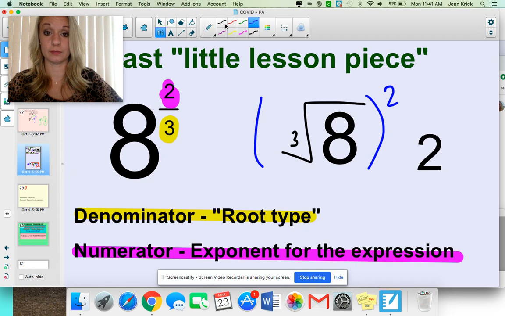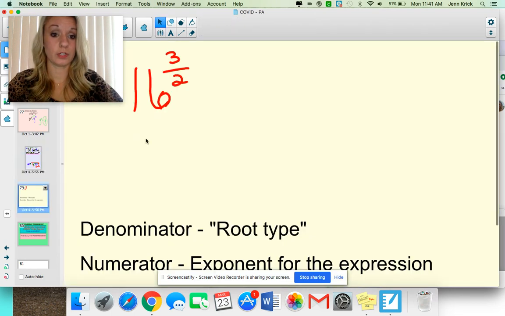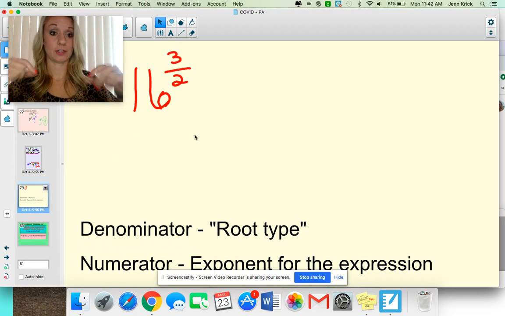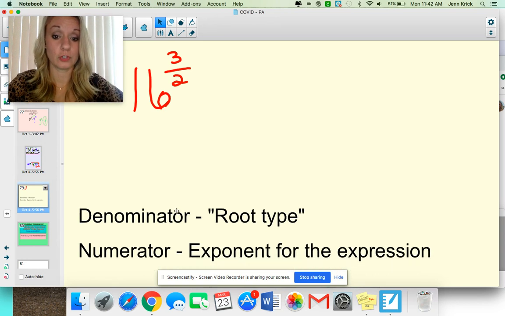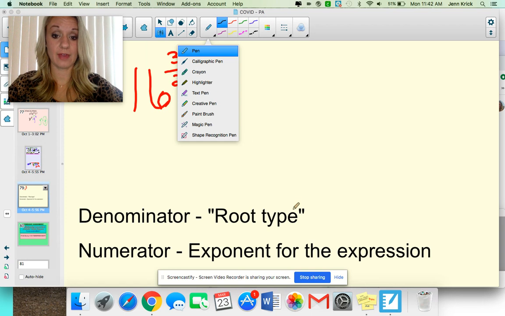Hold on one second. What is 2 squared? It is 4. Let me show you that again. So when you're given a base with an exponent that's a fraction, you need to set up a root, and you need to set up a special exponent for it. So to know what type of root, we are going to look at the denominator of that fraction.